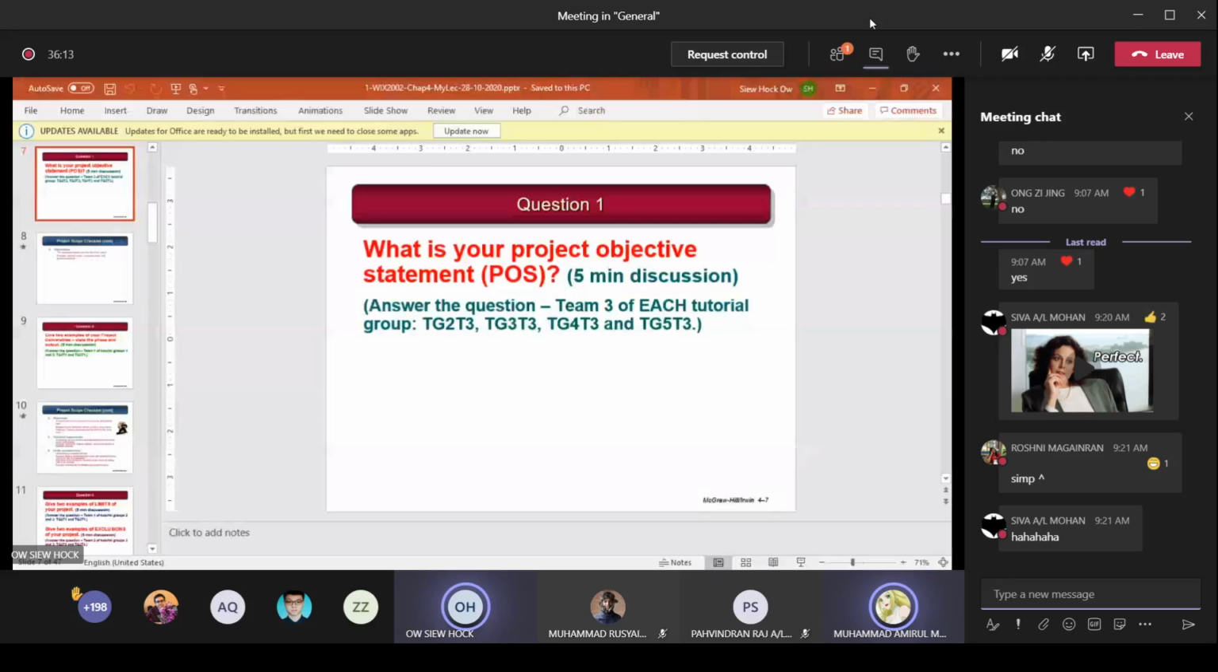Okay, so let's come back to the first two teams, TG2 T3 and TG3 T3. Okay, have you revised? Good morning, doctor. I'm from TG2 T3. Okay. Our POS is gathering data regarding students' attitude towards C-test in order to perform the data analysis and measuring the reliability of C-test in terms of how accurate it reflects the effectiveness of the course. Our project will end on 6 January 2021, and it will cost 2,000 ringgit.